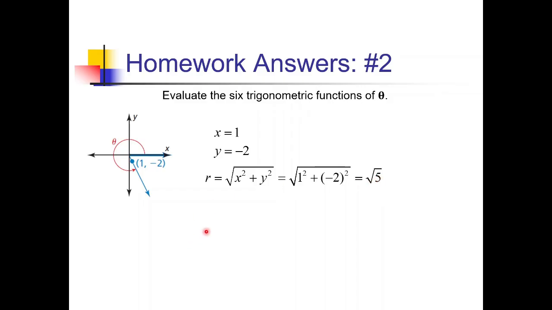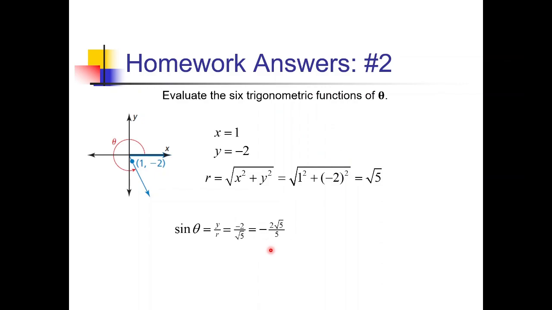So now writing our 6 functions, we have sine equaling y over r. So that's going to be -2 over the square root of 5. But we can simplify that by multiplying by root 5 over root 5. So this simplifies to -2 radical 5 over 5.